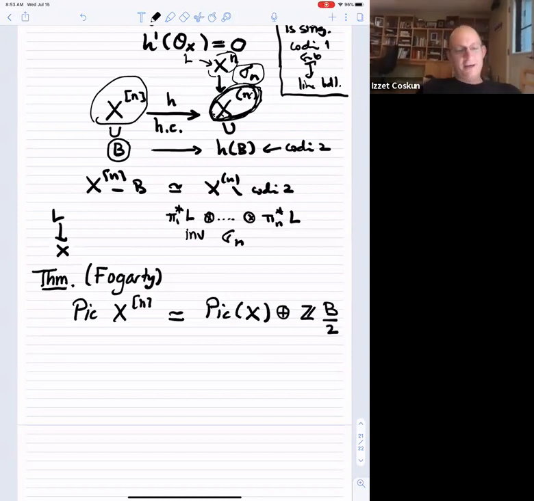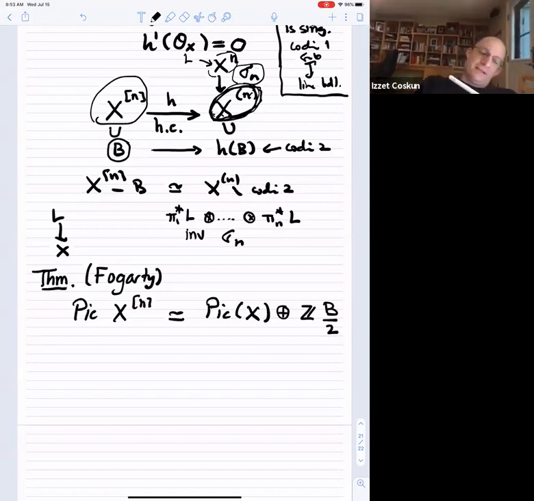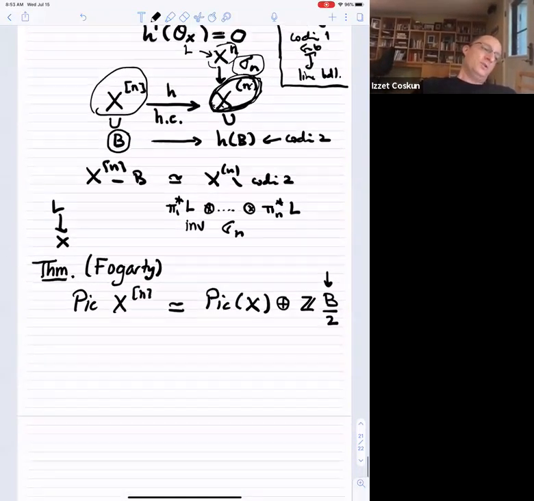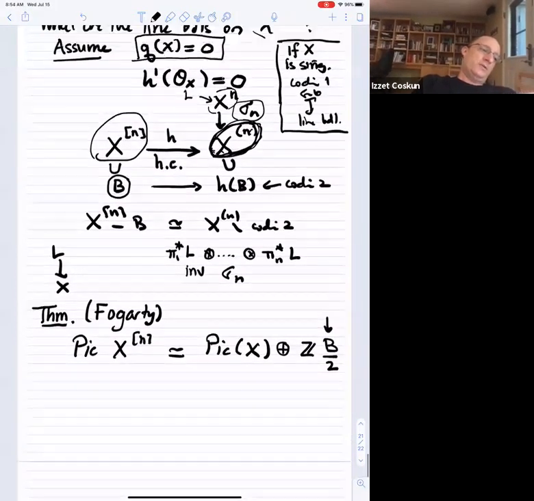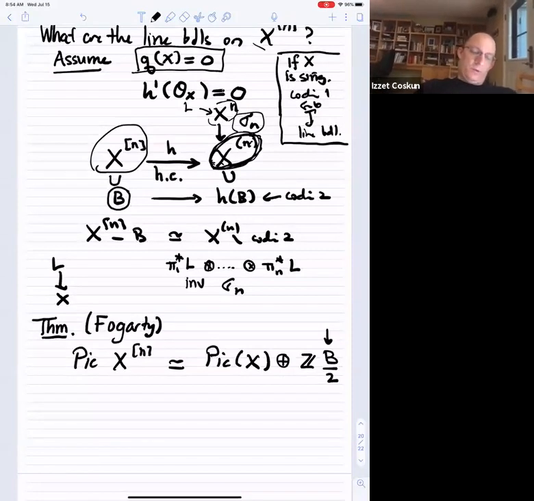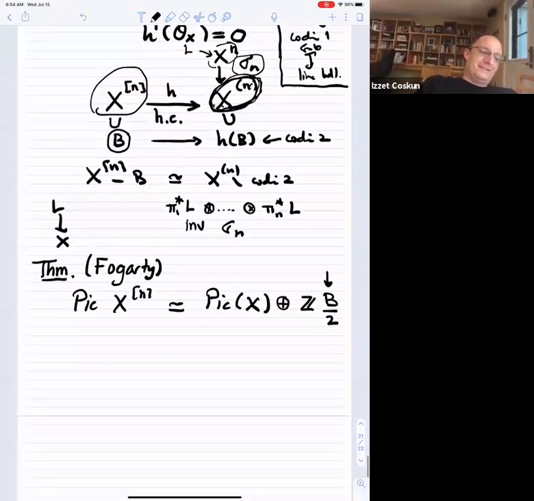a wrinkle here. It turns out that actually B is divisible by 2 in the Picard group. But B over 2 is not effective, while twice this B is this effective thing that gets contracted by the Hilbert-Chow morphism. So in other words, assuming that the irregularity of our surface is 0, we understand the Picard group, and in particular we understand the Néron-Severi space. But this is fairly abstract.